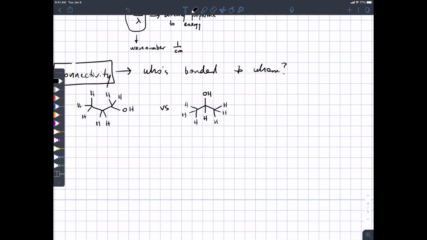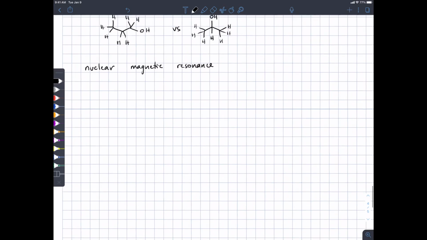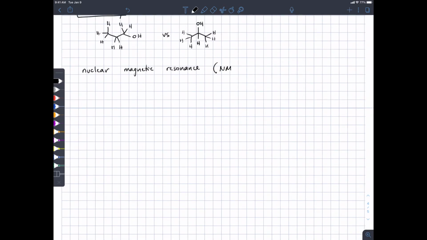So, and then both of them have an OH group. There's clear differences in connectivity. How do we detect that? And the answer is a technique called nuclear magnetic resonance. Okay, or NMR.